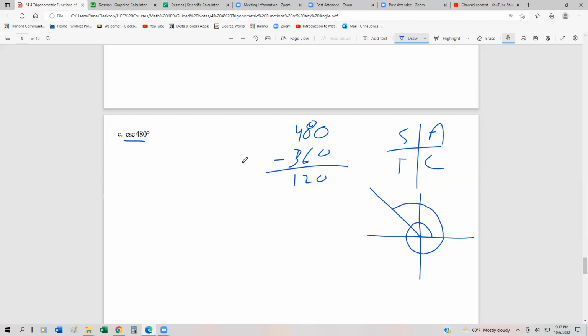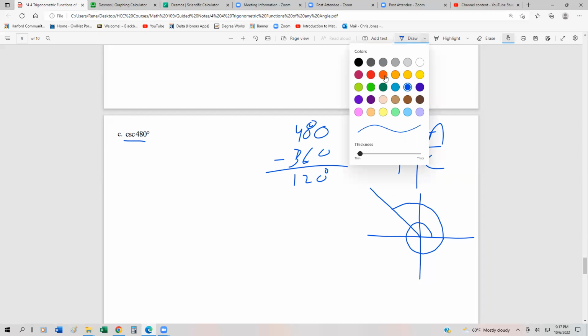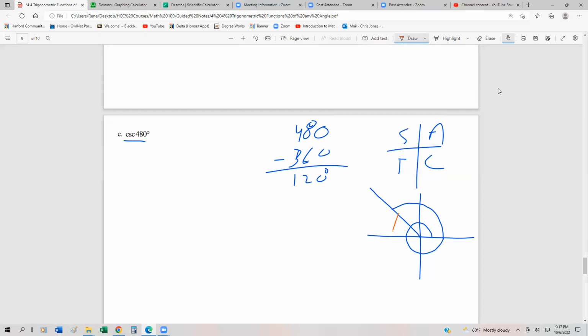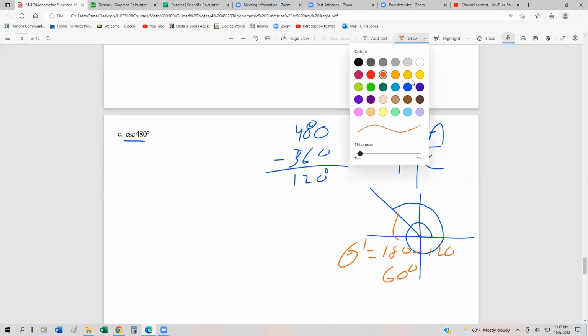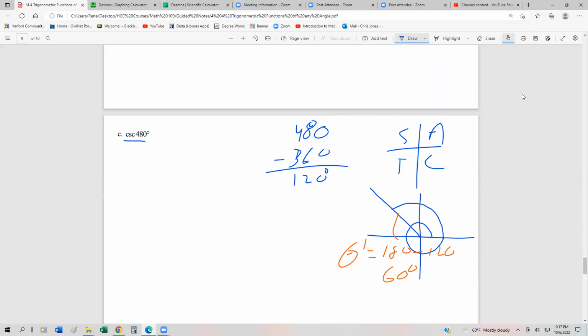And that actually ends up being the exact same reference angle as we did last time. Because if we have 120 degrees, then we're just going to subtract that 120 from 180. And so our theta prime is this angle. So that's 180 minus 120, which is going to be 60 degrees. So realistically, what we can say is that this is equal to plus or minus the cosecant of 60 degrees.